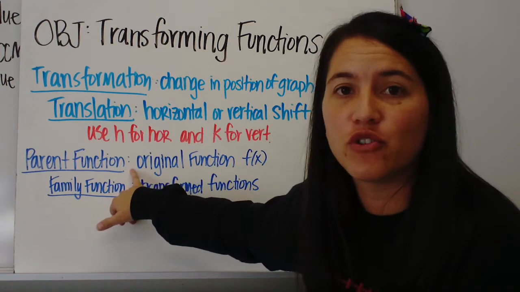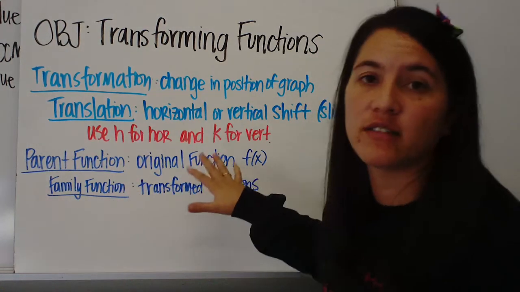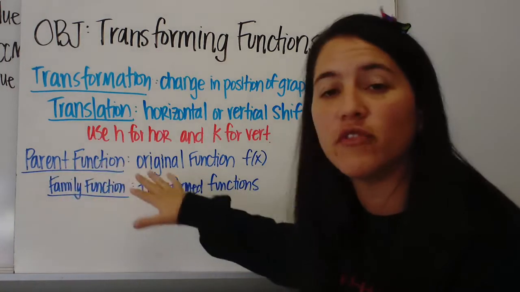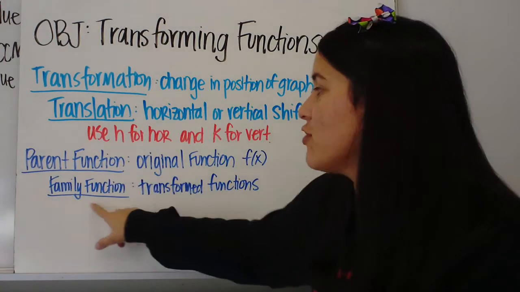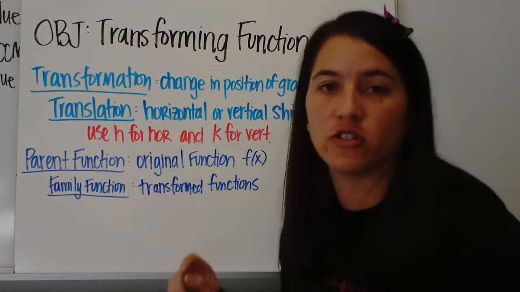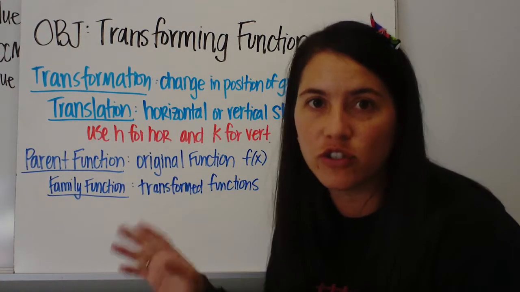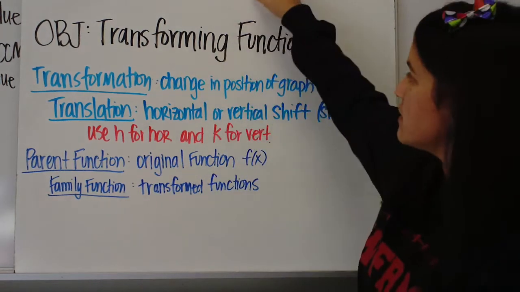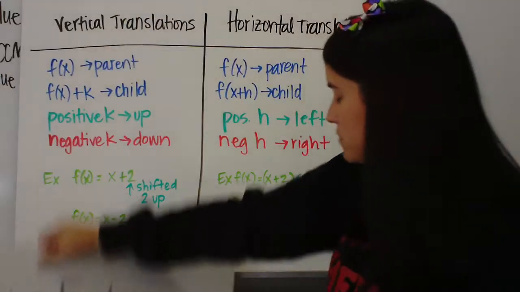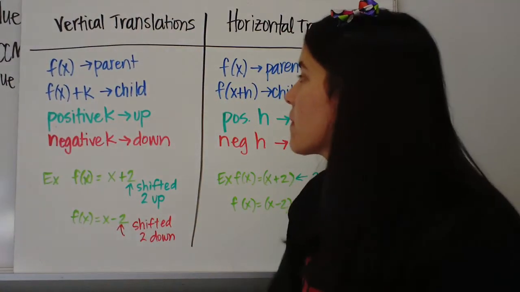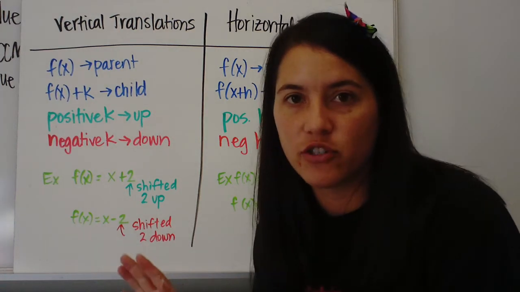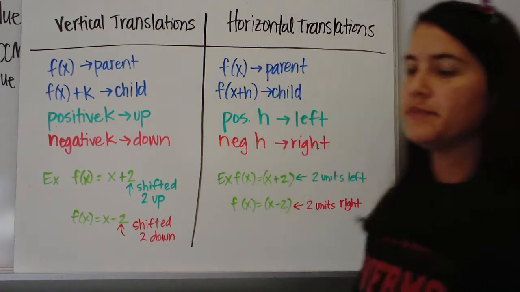Your parent function is your original function, so like your f of x. We've talked about function notation. So your original function is called your parent function. And then your family functions are your transformed functions. So you have a parent function, then when you transform that function, you're going to have children, family functions. All right, so make sure you get all this down and I'm going to explain.